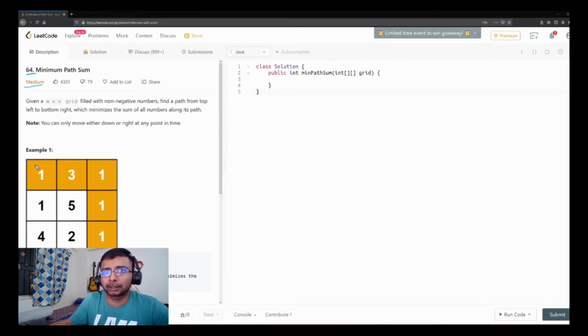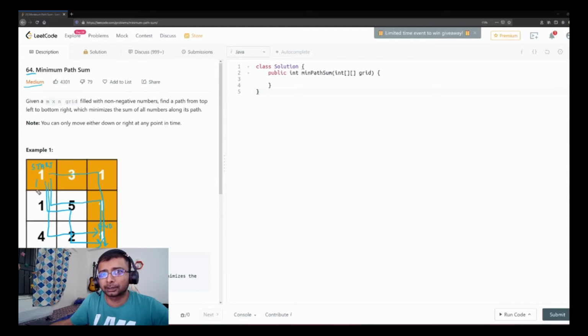So this is our starting position, and we are going to go here. And there could be several paths. So either we can move down or we can move right. So there could be a path like this. There could be a path like this. There could be a path like this. There could be a path like this. So we need to figure out what is the path that costs us the least.